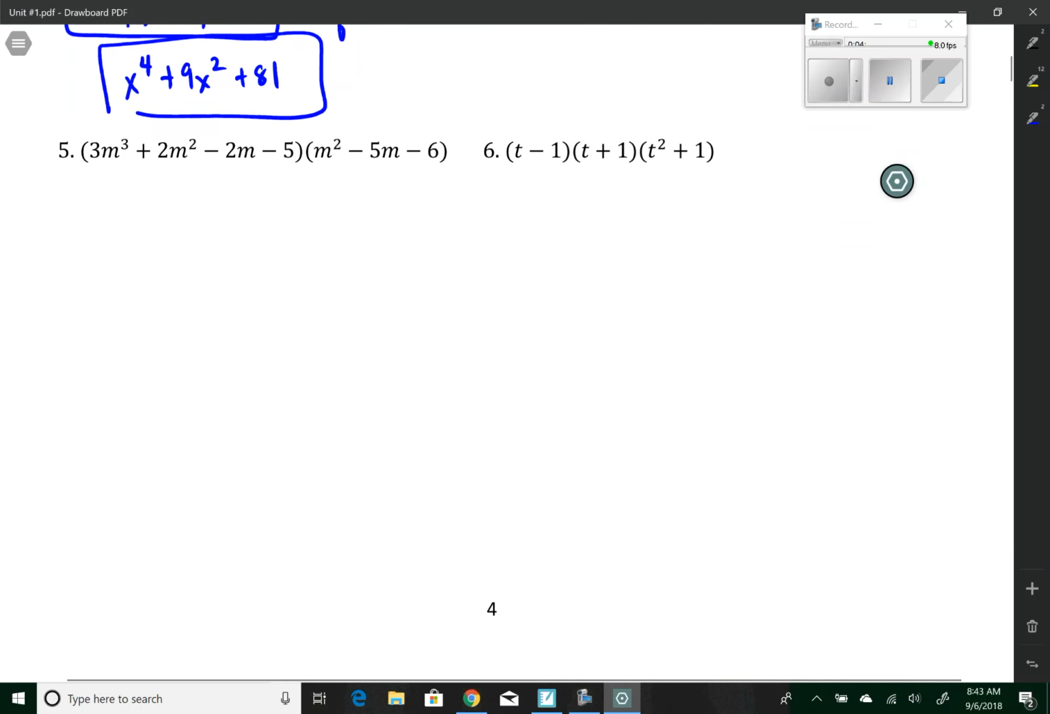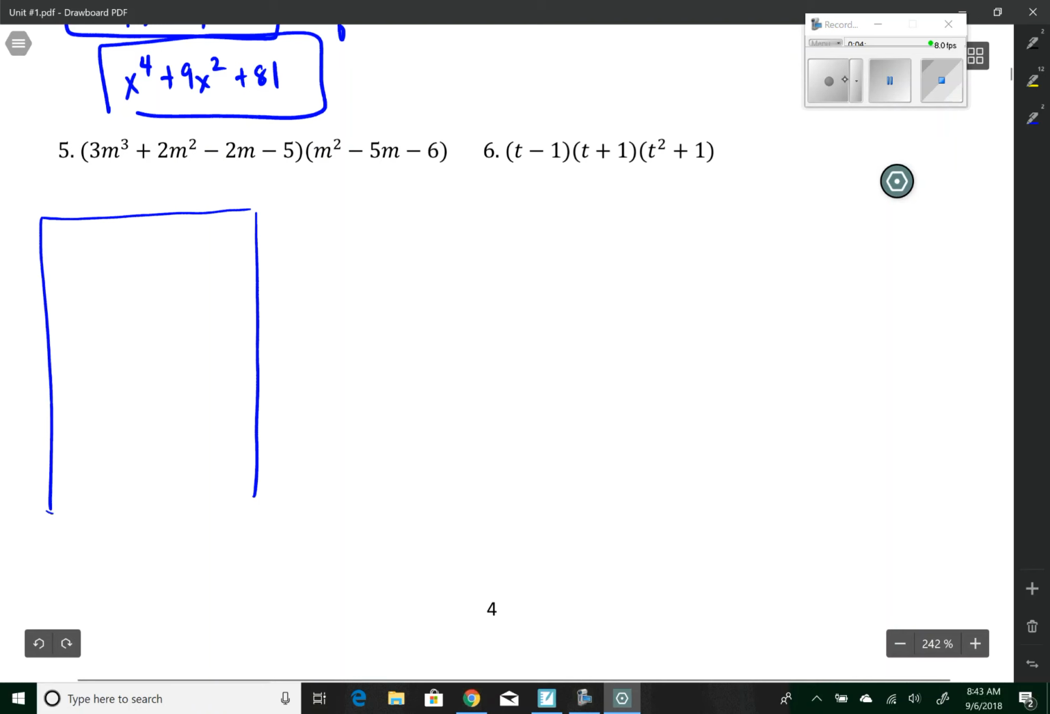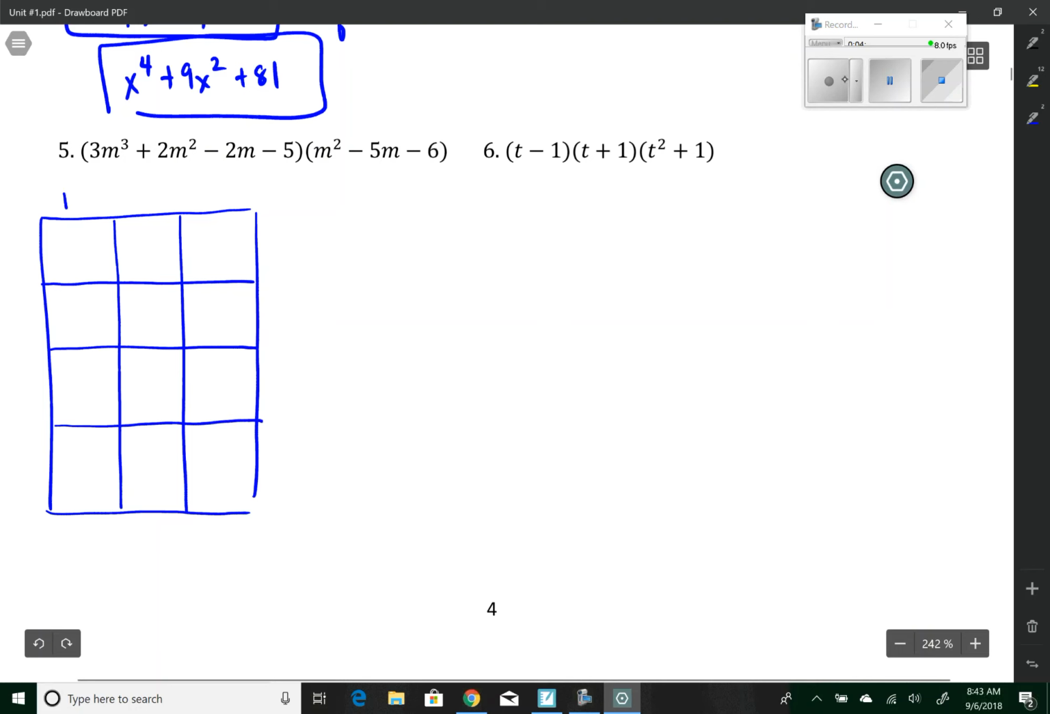Number 5 is no different than anything else. You just have 4 terms by 3 terms. So that means I need a whole bunch more boxes than I had in the last few problems. So this one for sure I'll use boxes for. So if I have 3 terms by 4 terms, I need 12 boxes. So I'll put the 3 terms on top, m squared minus 5m and minus 6, and the 4 terms on the side. So when I do some multiplication here, I wind up getting 3m to the 5th. Remember, when you multiply variables, you add their exponents.